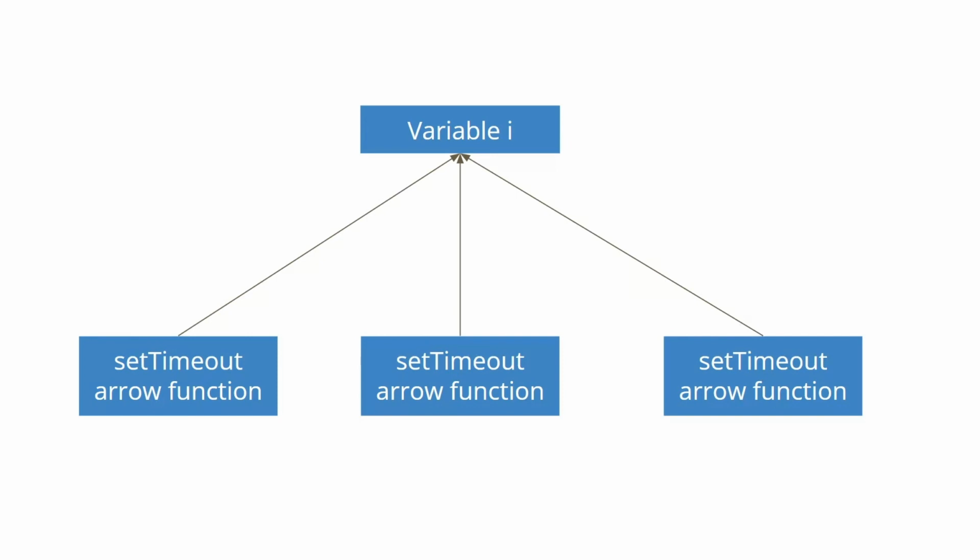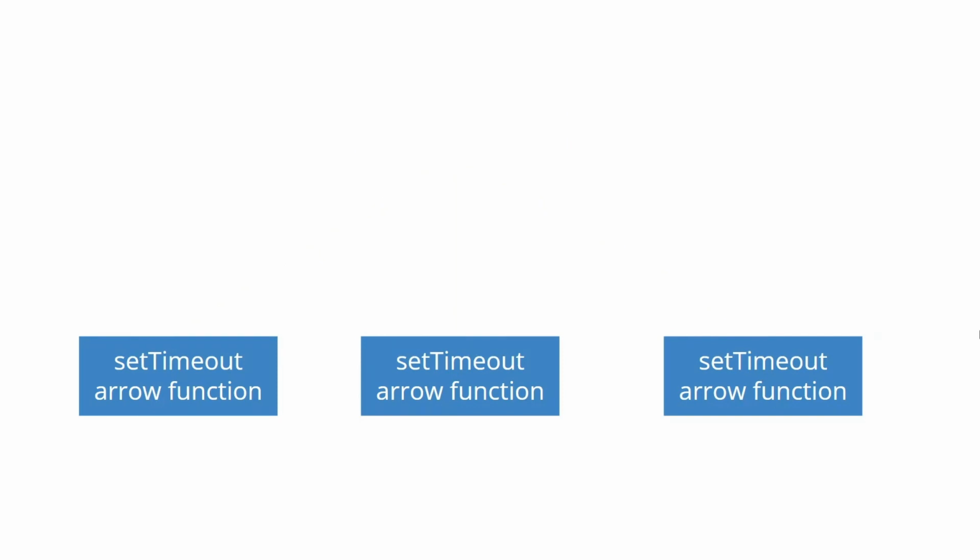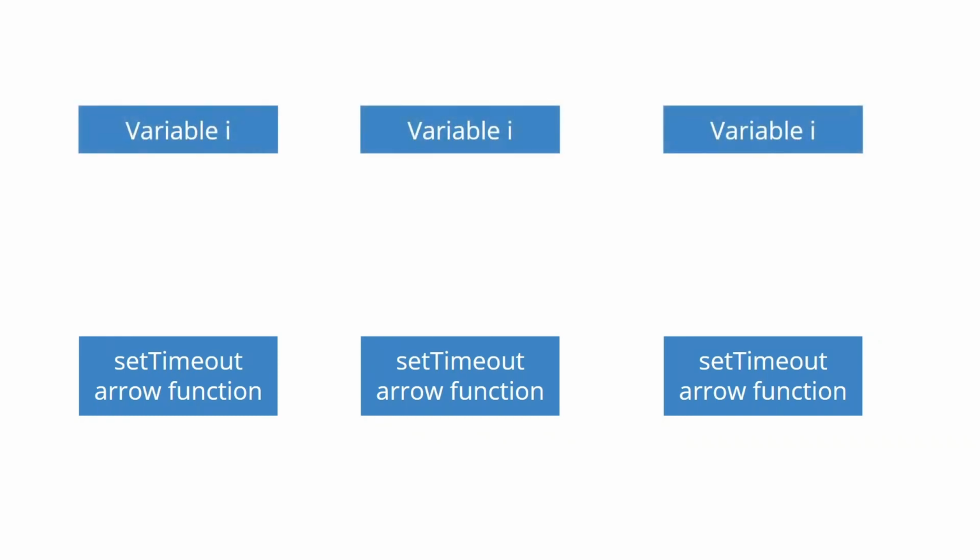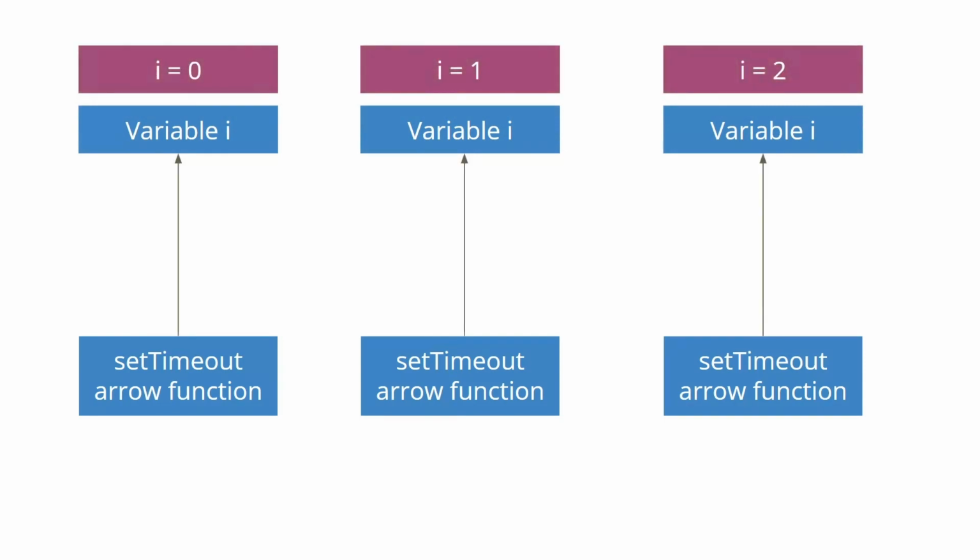On the other hand, when we declare variable i with let, each closure gets its own copy of i. Why? Because let variables have block scope. Let makes a copy of variable i for each iteration of the for loop, copies the current value to the copy of the variable, and the closure of the arrow function is formed with the copy of the variable i.